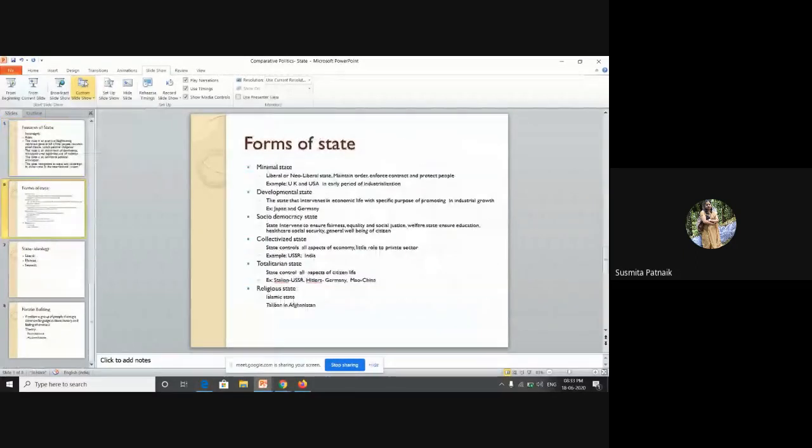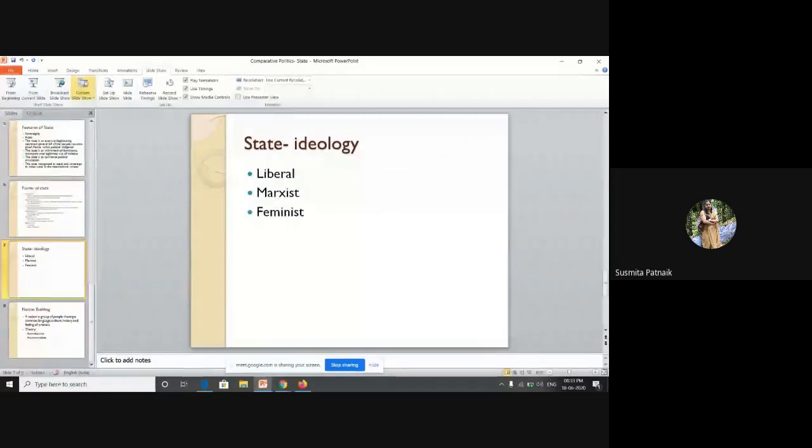So questions may come in the exam on ideologies: liberal, Marxist and feminist ideology. In the Marxist ideology, the emphasis was given more to the landless or common people, and less emphasis to the rich people, because according to Marx 70% of the people are poor people. So the emphasis should be given not to the rich one but to the poor one.